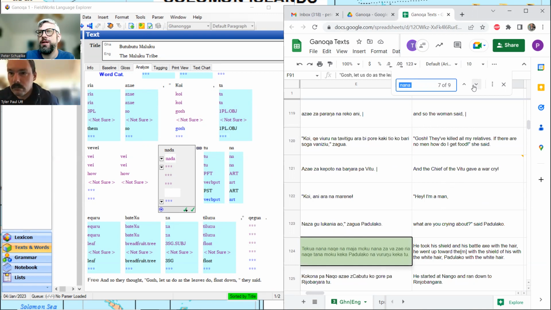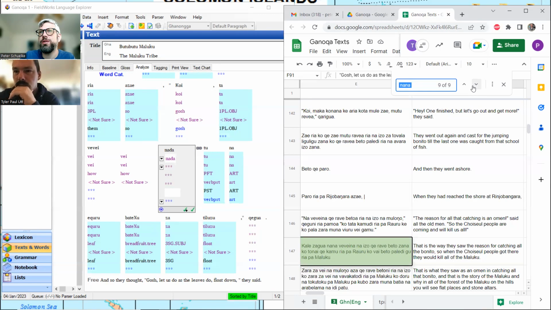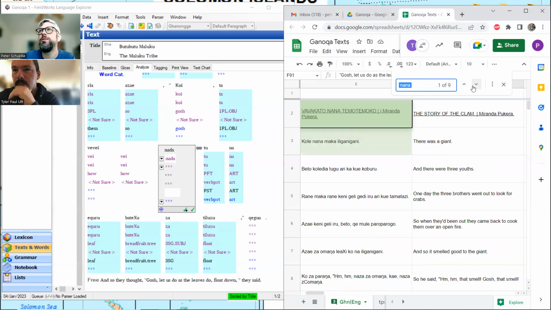Where do we get Nana? Here is the battle axe with the hair. He went up toward them. Igwa, he took it. His shield. We need a little shorter sentences to really know what's going on. There it is, Nana. Story of the clam. Story of that clam. There was a giant. Existed that one giant. Existed there. There is kind of what maybe we're getting there.